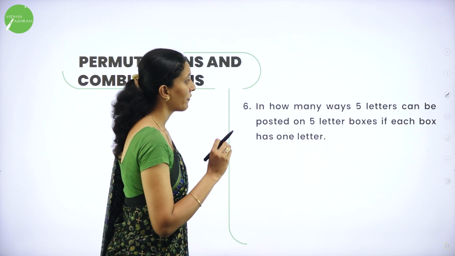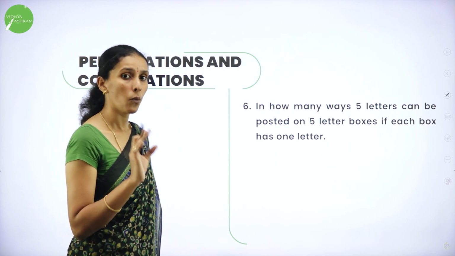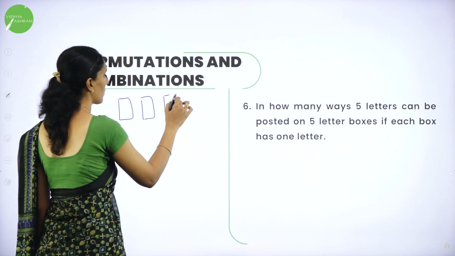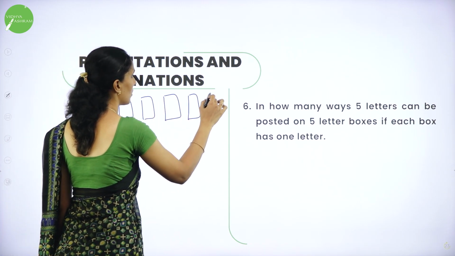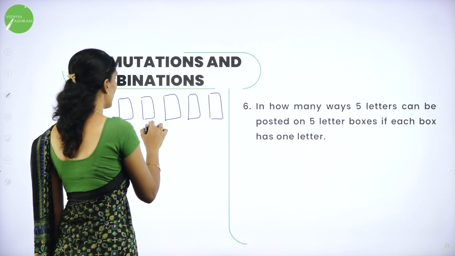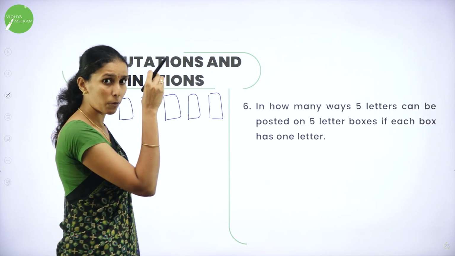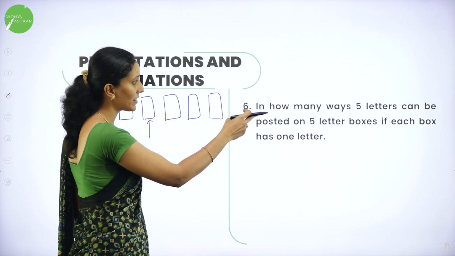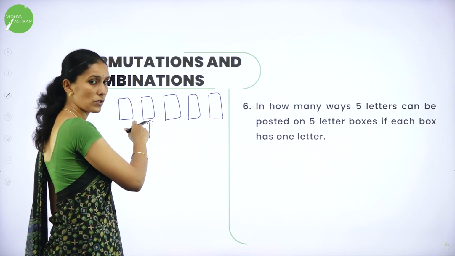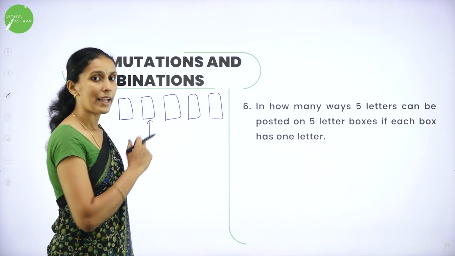In how many ways can 5 letters be posted in 5 letter boxes if each box has 1 letter? So let me take, we have 5 boxes here. Okay, so we have 5 different letters. If one letter has been put in the second box, then we are left with only 4 letters. So we cannot put the same letter in the same box. Okay, so they have said if each box has 1 letter. So if the second box has been used for 1 letter, then we are left with only 4 letters. Those 4 letters we can use in any other 4 boxes.